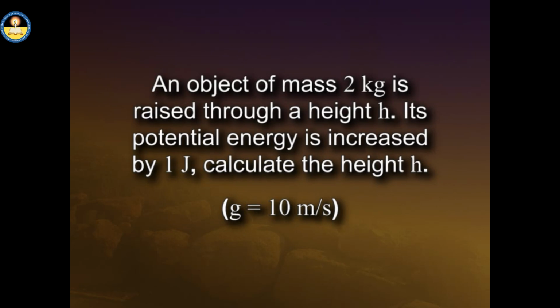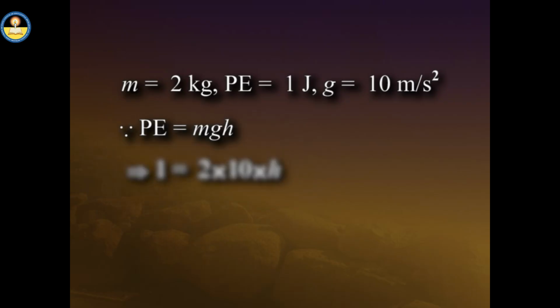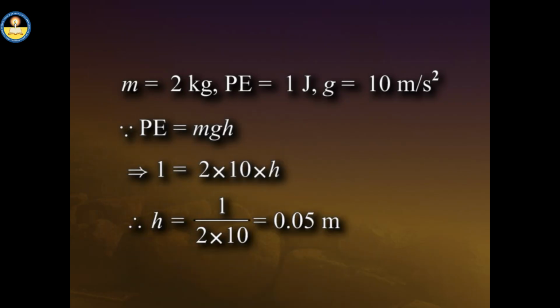If an object of mass 2 kg is raised through a height h and its potential energy is increased by 1 joule, then calculate the height h. It can be seen that the height h comes out to be 0.05 meter.